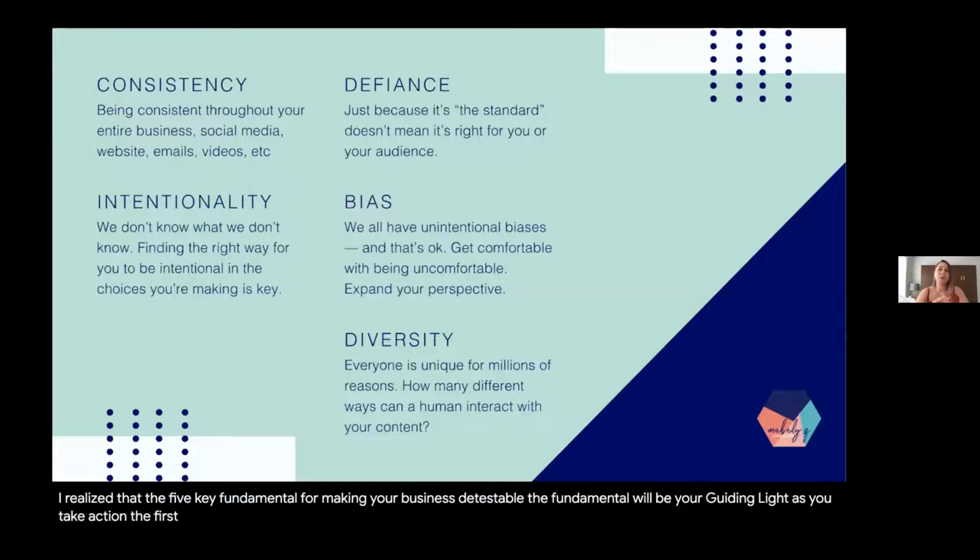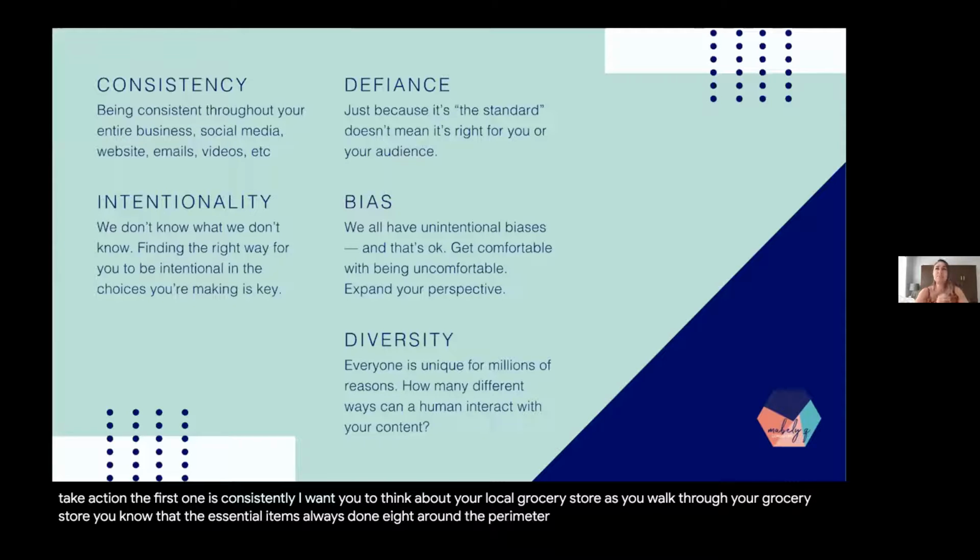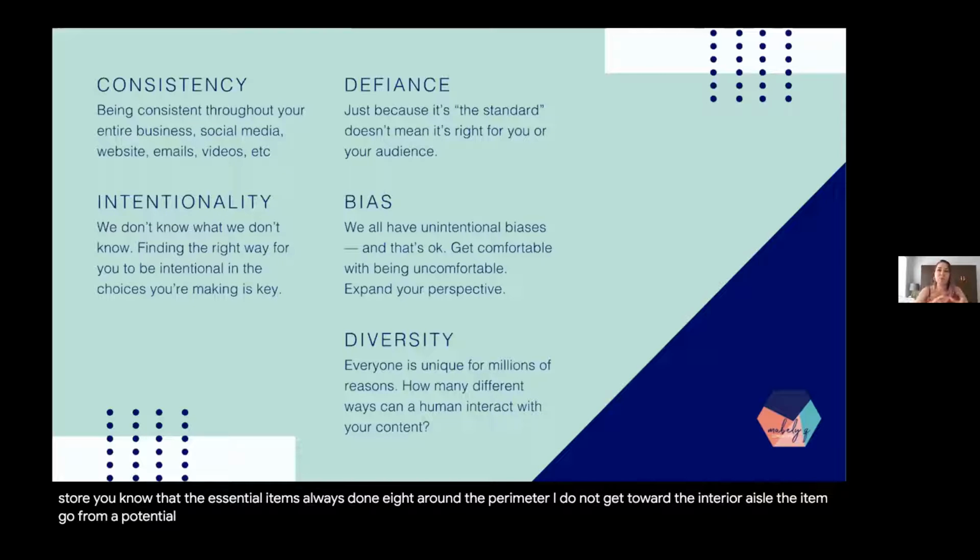The first one is consistency. I want you to think about your local grocery store. As you walk through your grocery store, you notice that the essential items are always designated around the perimeter. As you navigate toward the interior aisles, the items go from essential to impulse. Literally every grocery store in the world uses this model.